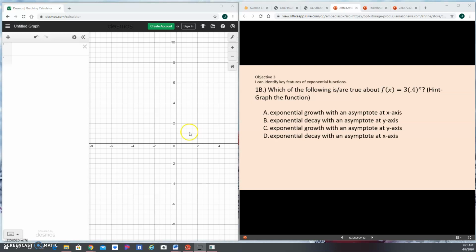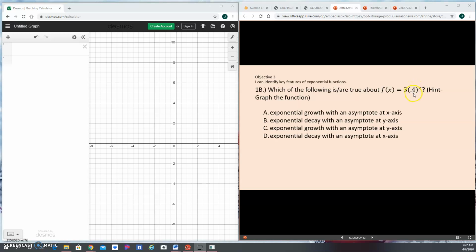Okay, let's go ahead and do objective number 3. I can identify key features of exponential function. So let's go, and it says here, hint: graph the function and see how it behaves. Letter A, exponential growth with an asymptote of x-axis. You would know if it's growth or decay based off of this one inside the parentheses.